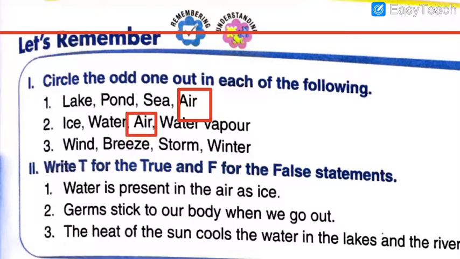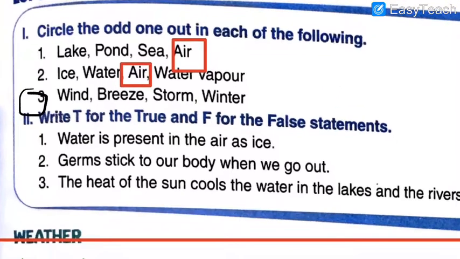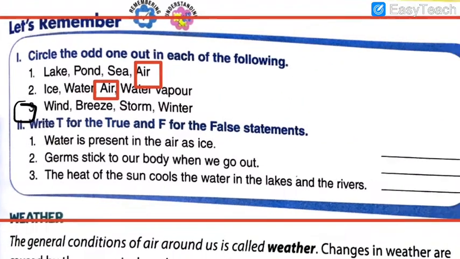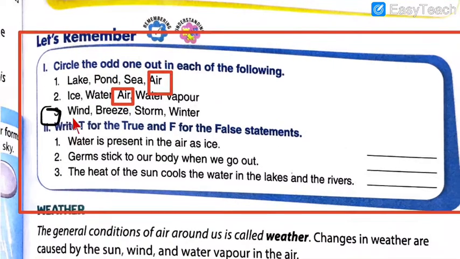So now let us solve this very short Let's Remember exercise. The first question is, circle the odd one out in each of the following. Number 1: lake, pond, sea, air. Which is the odd one? Let me zoom in so that you can see it clearly. Here the very easy answer is air. Why? Because lake, pond and sea, these three are water bodies. Air is not a water body, so it stands out, it is the odd one.